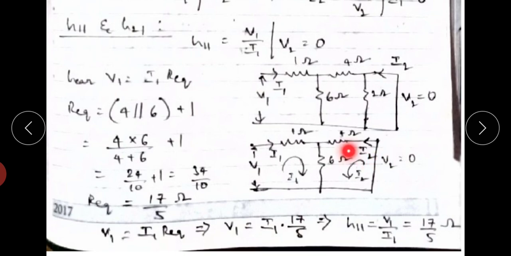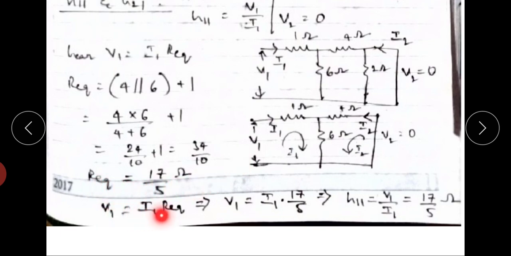So this is the next circuit. Here the last two elements are 6 ohms and 4 ohms. This combination is a parallel connection. Next, this parallel combination is connected in series with the 1 ohm resistor. So R equivalent equals 4 ohms parallel with 6 ohms plus 1. Here the parallel combination formula is R1 R2 by R1 plus R2. So 4 into 6 by 4 plus 6, plus 1. It equals 24 by 10 plus 1. It equals 34 by 10, and R equivalent equals 17 by 5 ohms.